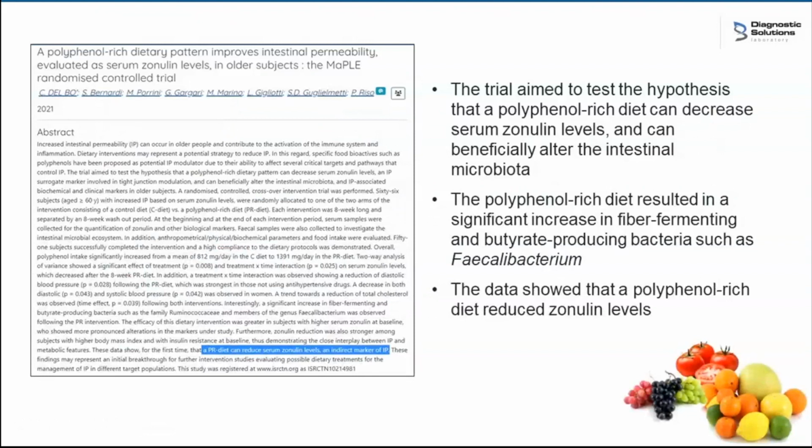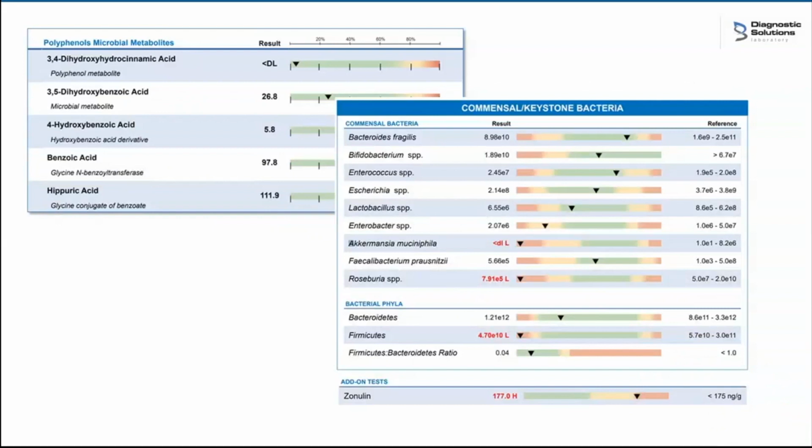And then this study was pretty interesting. They tested the hypothesis that just having a polyphenol-rich diet can decrease serum zonulin levels and beneficially alter intestinal microbiota, which they did. They found that to be true, that a polyphenol-rich diet increased fiber fermenting bacteria and butyrate producing bacteria such as Faecalibacterium, and reduced zonulin levels. So when I'm looking at these, I'm looking at, are these polyphenol markers all really low? Like, that's a little concern. I might look into that. Or are they really high? If they're really high, I'm going to look at what kind of diet they have and what their gut bacteria look like. If they're all really low, I'm going to look at the same thing and just kind of see that balance.